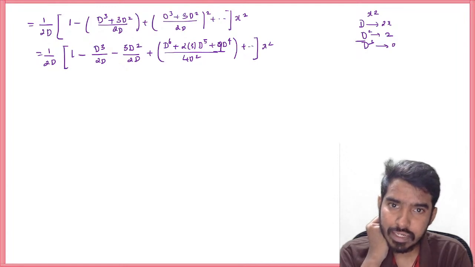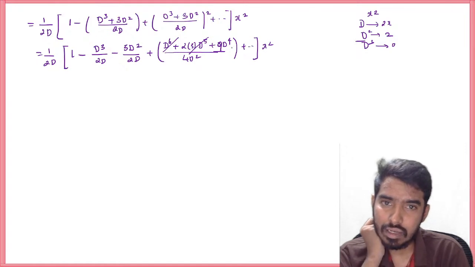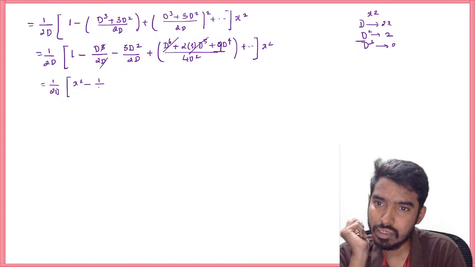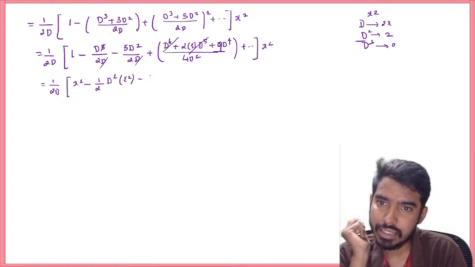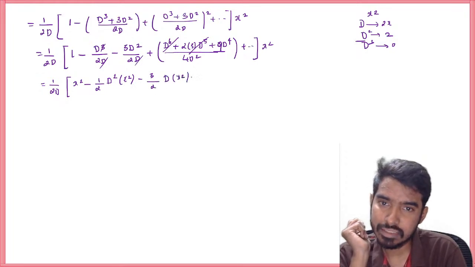If I do separately, here you will have some 9D square, right? This will be 0, this will be 0. If you divide here, you will have 9D power 4 by 4D square. So let us write it here. So 1 by 2D, let us multiply this x square inside. x square minus, and cancel this 1D. So we will have 1 by D, D square of x square minus 3 by 2 D of x square.